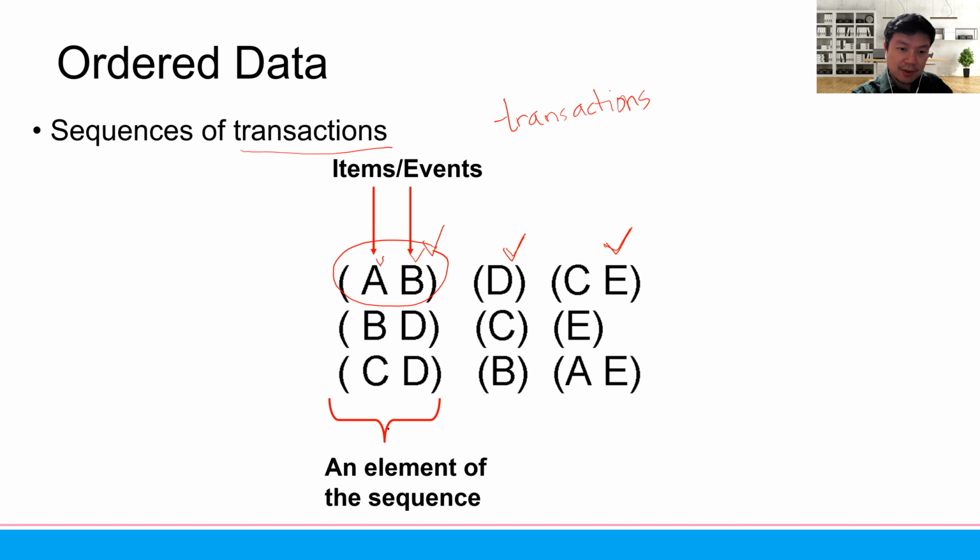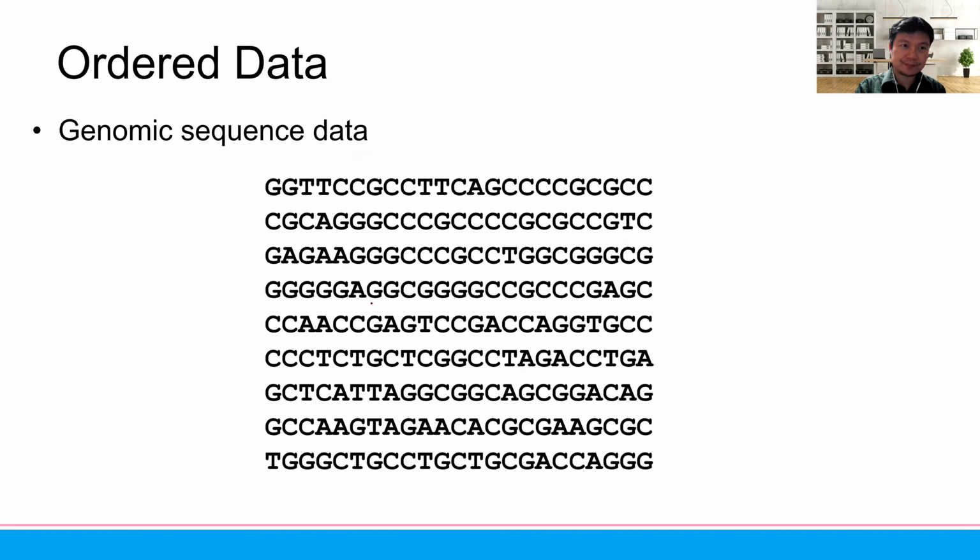The elements of the sequence are like this. Maybe you can say this is the sequence, or sometimes you don't need to deal with the order. If you buy milk and bread, it does not need to be in order, because everything that you bought in one basket can appear in the same invoice. So the order does not matter, but the items and the number of items could matter. This is order data.